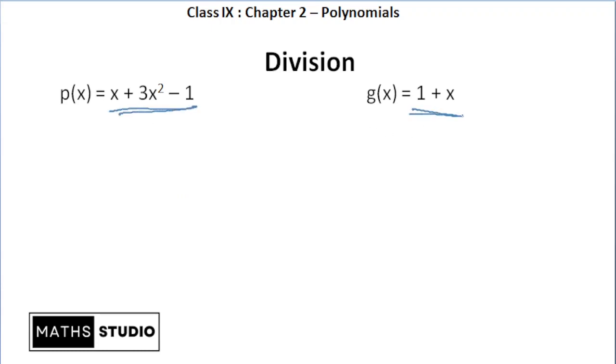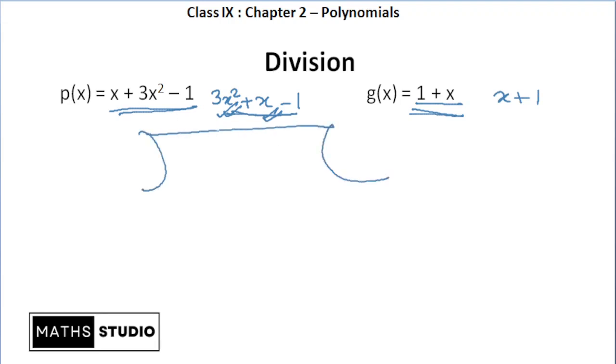First thing, whenever you are supposed to divide one polynomial with another, make sure it's in a particular order. That is, if it is x plus 3x square minus 1, you should rewrite it as 3x square plus x minus 1. That is rearranging them from higher power to lower. Got it? And here it would be x plus 1. Got it?